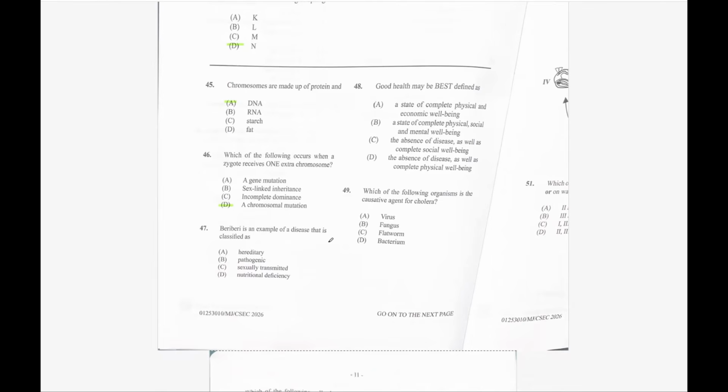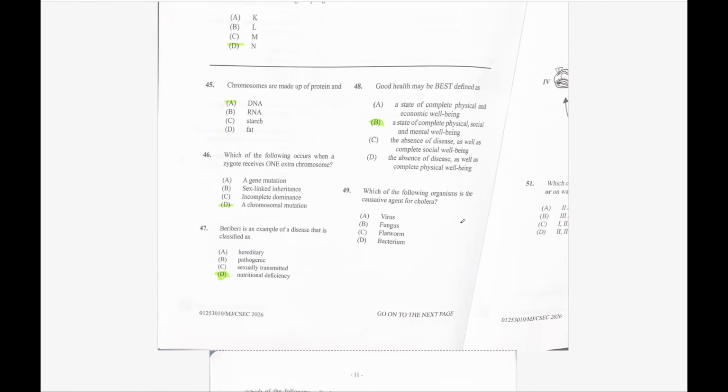Beriberi is an example of a disease that is classified as nutritional deficiency, from not consuming all your required vitamin B. Question 48. Good health may be best defined as... there are 3 factors for good health. It must be physical, social, and mentally well. Yeah, so B is the answer for 48.